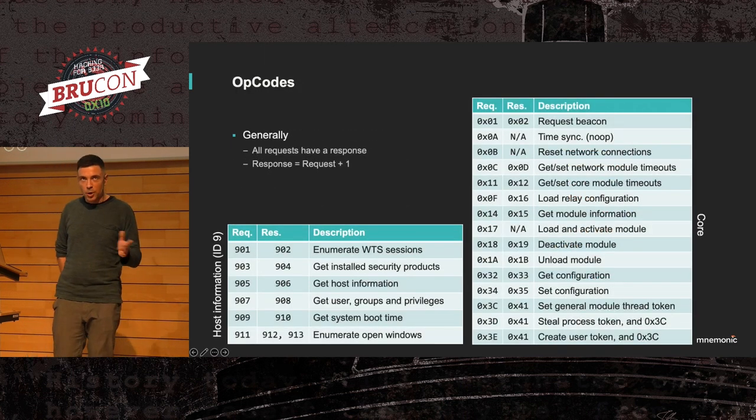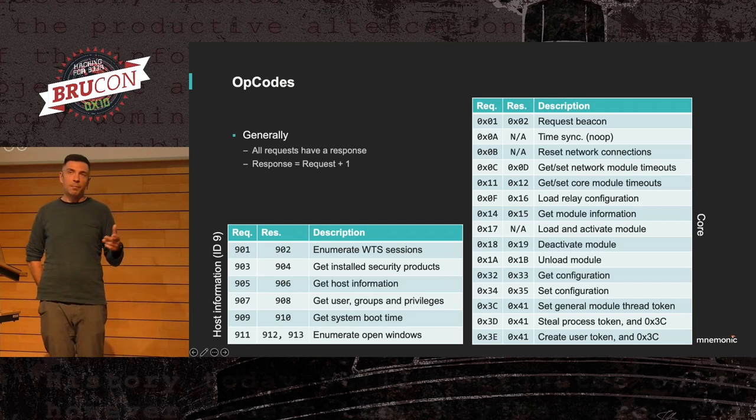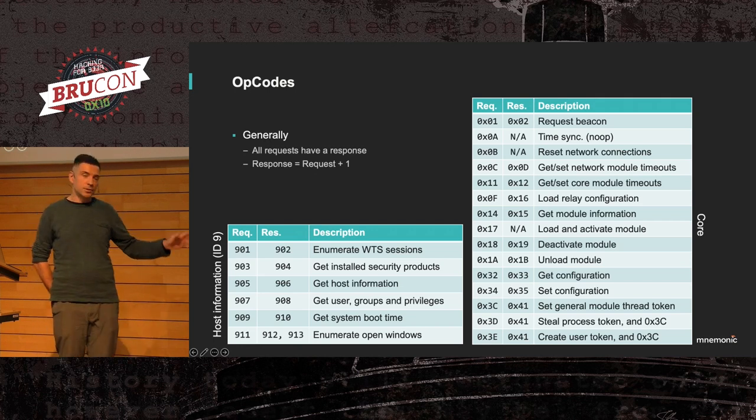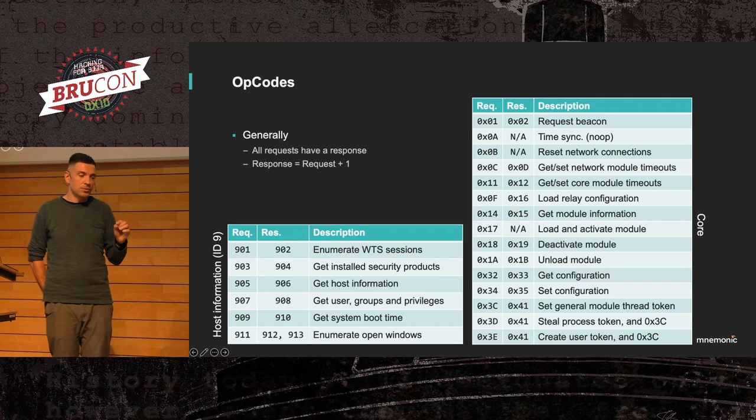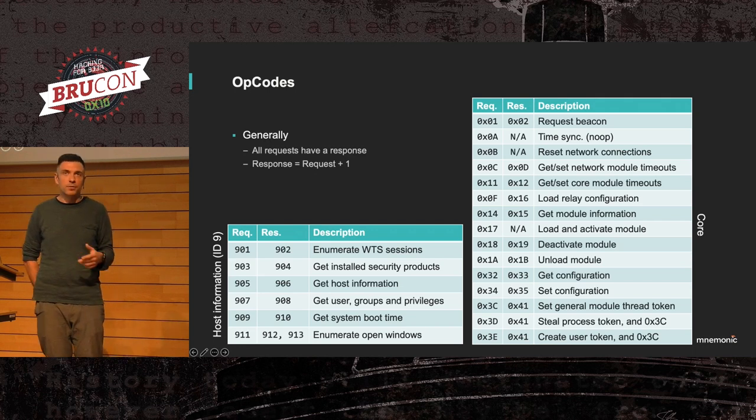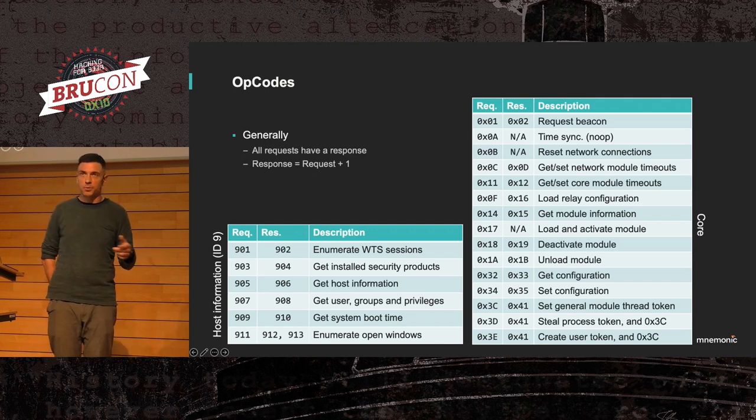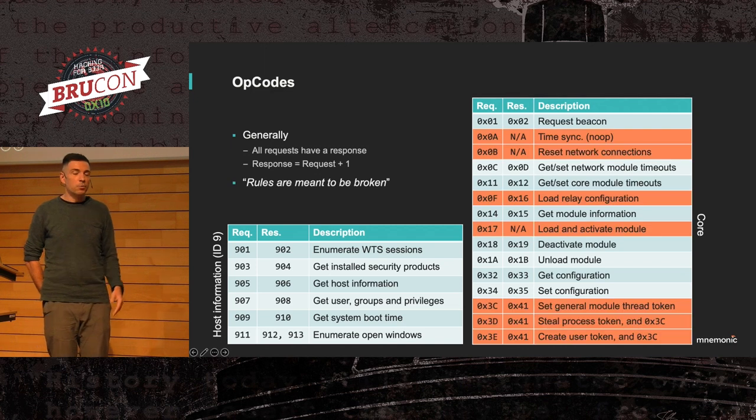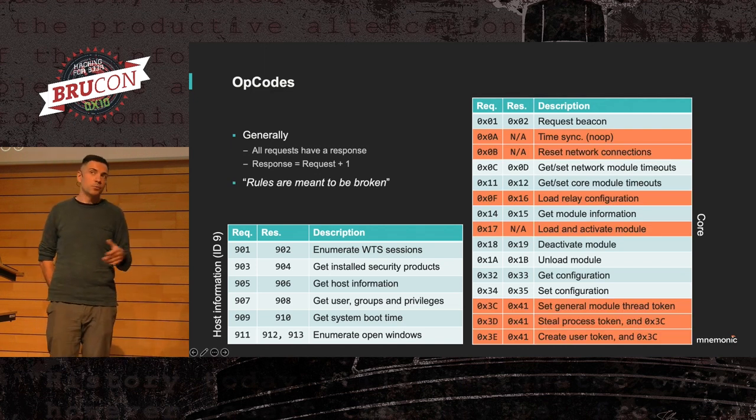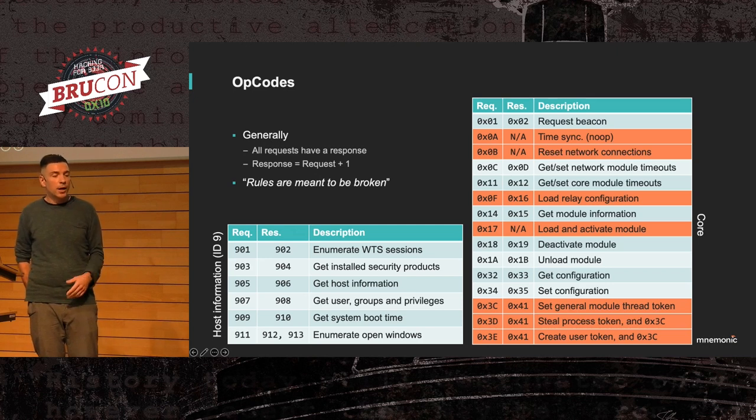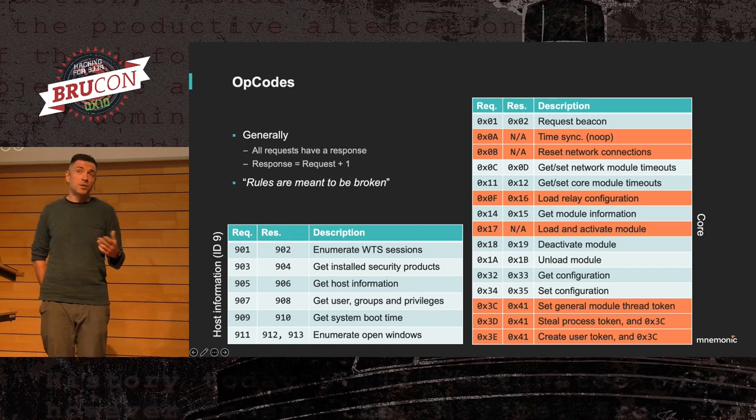Also, opcodes. Opcodes are not that interesting in themselves, but they might be interesting if you are comparing malware families, or evolutions, or new strains. In general, the opcodes follow the rule that all requests have a response, and the response code is the request code plus one. However, rules are meant to be broken, and that is not always the case. There are several examples of requests that do not have a response, and in some cases the response code is not the request code plus one.